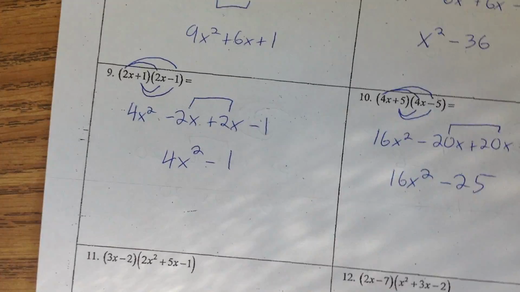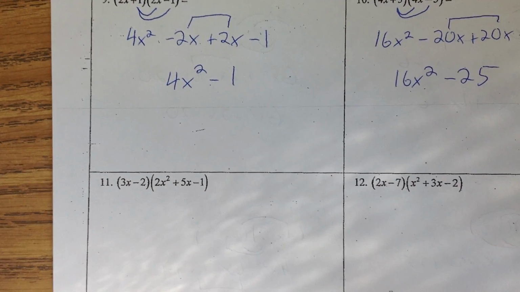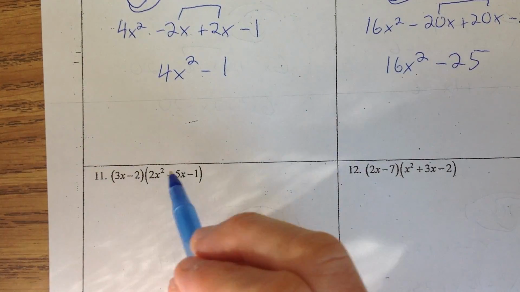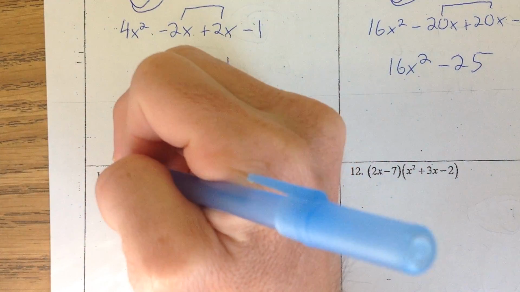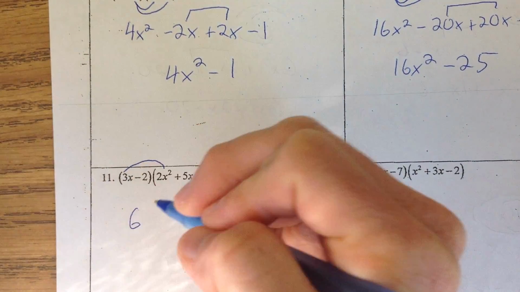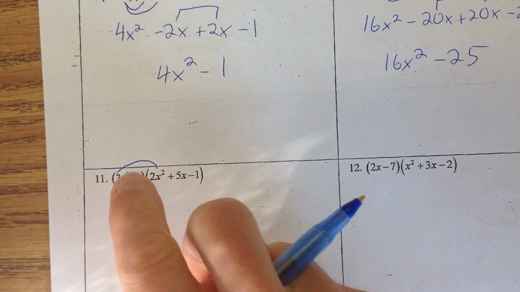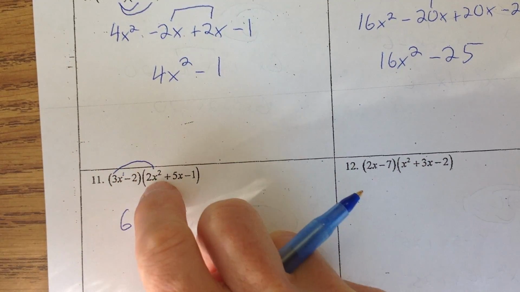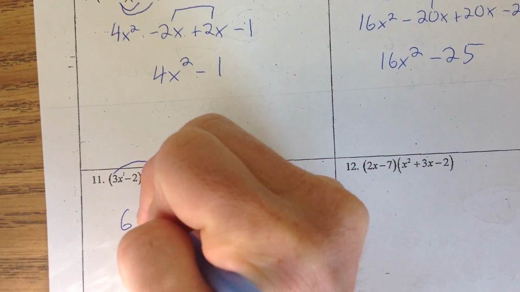All right, last two problems. Now, these are similar to what we just did. They're just a little longer because we have a binomial times a trinomial, but it's the same process. 3x times 2x squared is going to be 6. And then remember, when you're multiplying letters, you add the exponents. So x to the first times x squared is x cubed.